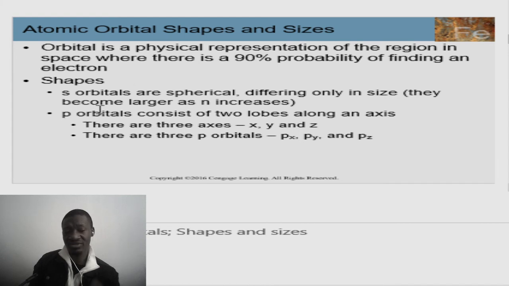So we say the shape: you have the s orbital, and the s orbitals differ only in size. If 1s is small, 2s is bigger, 3s is much bigger, like that. And then you have the p orbital, which consists of 2 lobes along an axis, and you have 3 of these axes. So it's 2 lobes, 3 axes. We'll see it very clearly. It's the px, py, and pz, almost like your 3 dimensions.